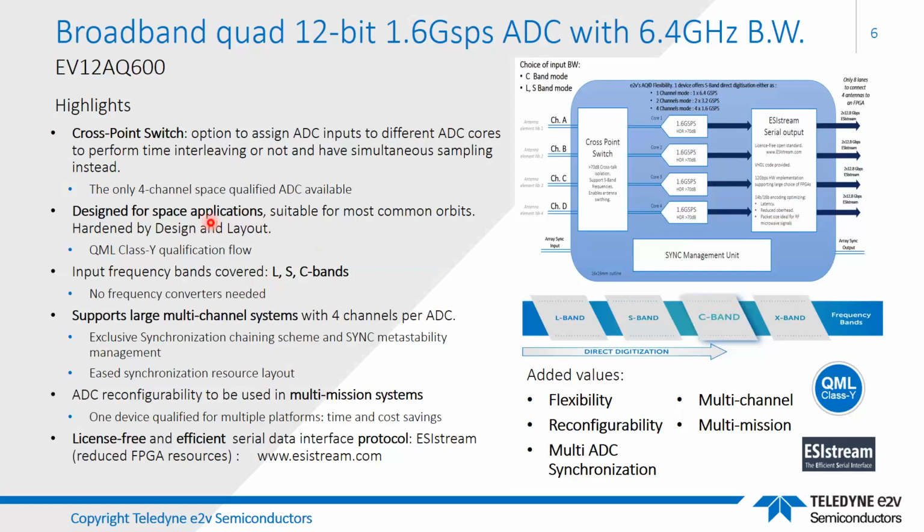For the ADC, it's been designed for space applications, but also available in an industrial and commercial screening flow. Input frequency bands, as I say, go up to above 6 gigahertz. So you can do a direct down conversion up to those kind of frequencies. And I'll speak in the next slide about the synchronization chaining scheme, which means that it's easy to synchronize for the kind of phased array systems that we've been speaking about. I think that's covered most of the points on this slide, so I'll go to the next slide.